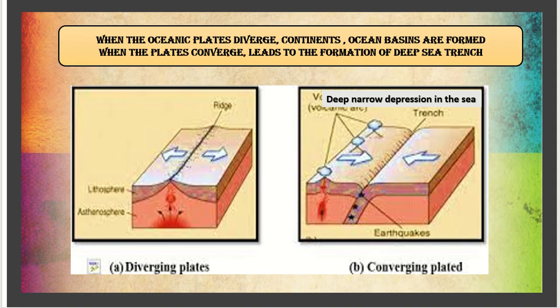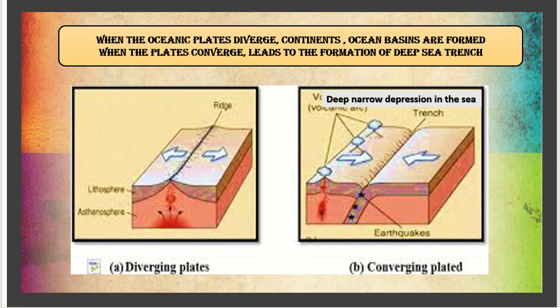Okay, now you see there are two types of plate movements. The arrow mark is shown here. In the first picture, the arrow marks are going away. Can we say it is taking a diversion? So this effect is known as diverging plates. And in the second picture, they move together. They move toward each other. It is called converging.